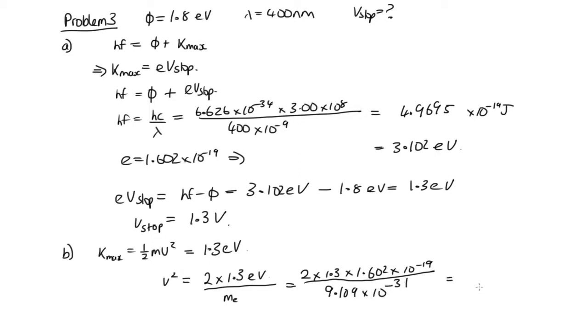And solving that, we get 4.57 times 10 to the 11. So that's our maximum velocity squared. So our maximum velocity is just the square root of this, which is equal to 6.8 times 10 to the 5 meters per second. And that's given to two significant figures because the 1.8 was to two significant figures.